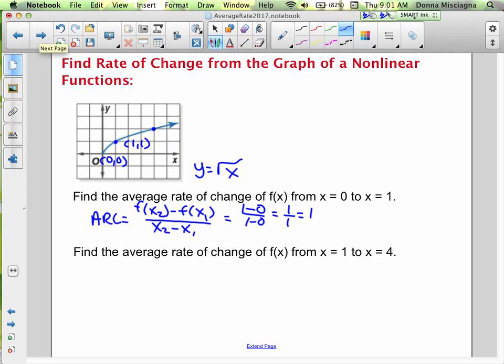The next point is (4, 2). The slope connecting x equals 1 to x equals 4 is going to be 2 minus 1 over 4 minus 1. So difference in y values over the difference in x values, connecting those 2 points. That would be 1/3. So you can see with a nonlinear function, our slope changes.